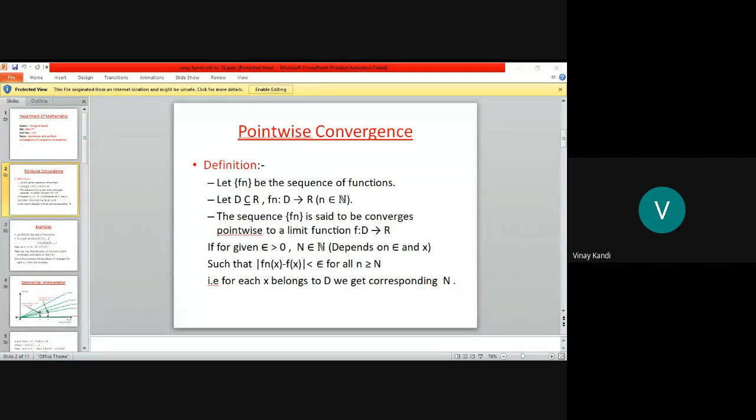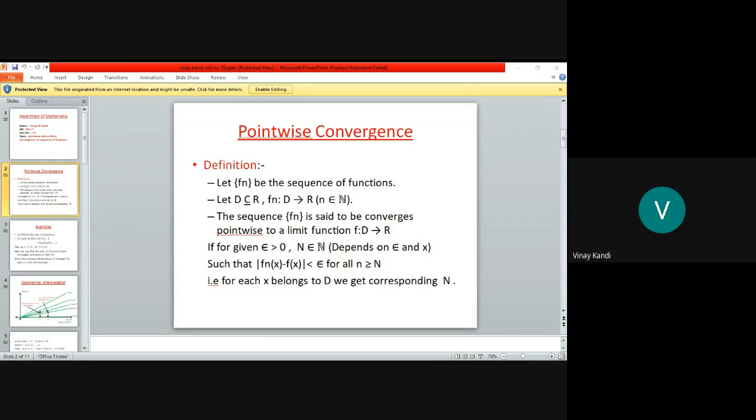Now what it is saying in pointwise convergence is that mod fn minus f is less than epsilon. Okay, what is the meaning of this? If you take the epsilon neighborhood of f of x. Okay, look at here, f of x is equal to 0.